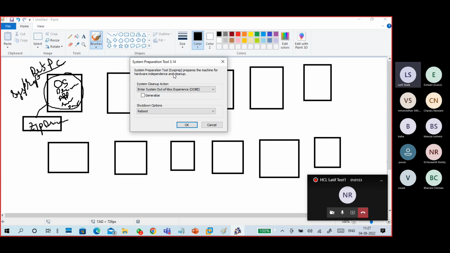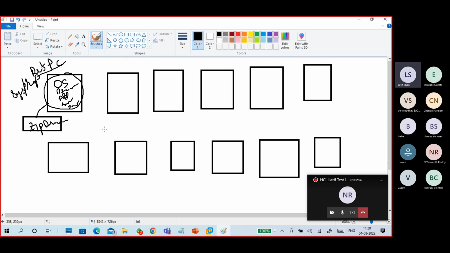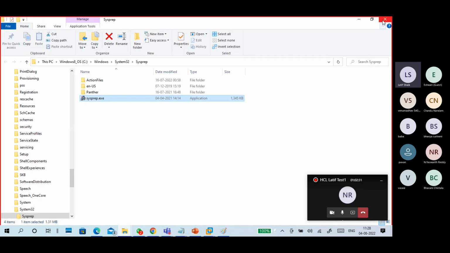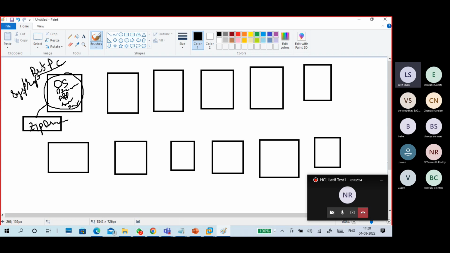What is this sysprep? System preparation tool. What will it do? Hardware independence and cleanup. It is showing out of box experience, shutdown or reboot, and generalize, shutdown, out of box experience, audit mode, these options. If you click on OK, what will happen to your system? I closed it, guys. I didn't open it. It's a very dangerous one. That's why be careful with that.